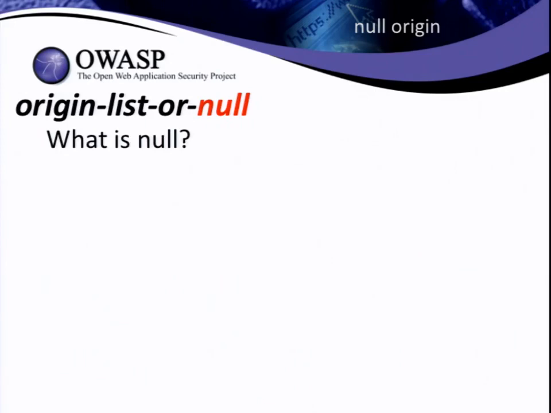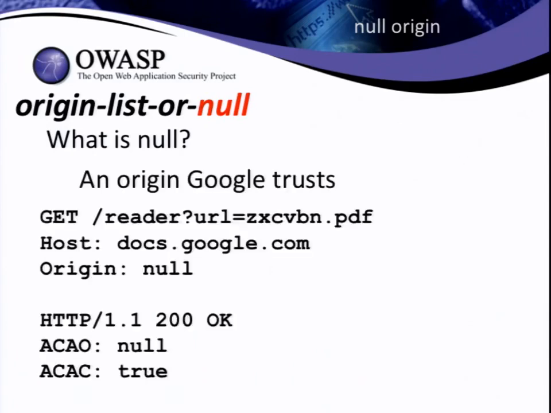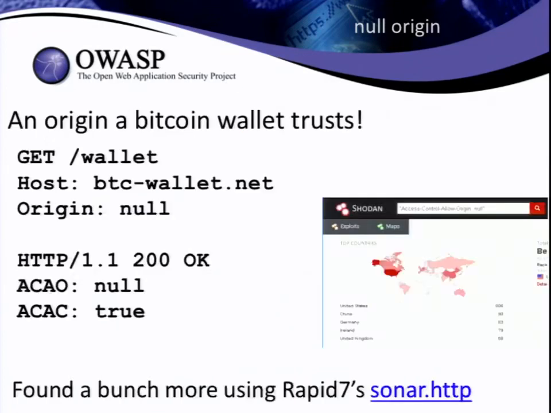I decided to spoof the null origin to a whole bunch of sites and find out who trusts it. Turns out, quite a few people. Google's PDF reader trusts the null origin. So that's kind of nice. Additionally, a Bitcoin wallet trusts the null origin. Even better. And you can easily find a whole load more servers that have whitelisted this origin, either using Shodan or using Rapid7's sonar.http resource, which I highly recommend checking out if you aren't familiar with it.